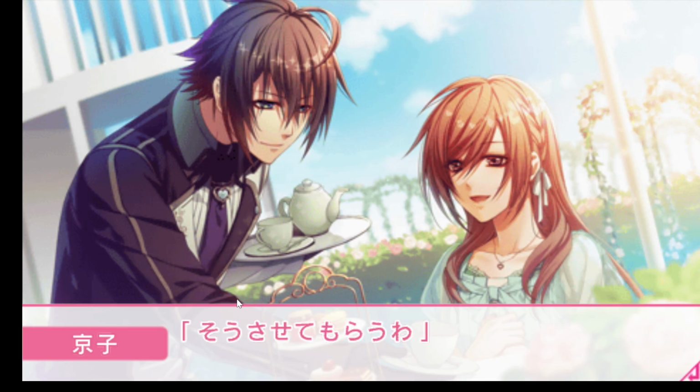So what would you translate this as? Okay, I didn't especially talk about all these things here. Morau is like to receive. And saseru is the causative from suru. Causative. It's like to make someone or let someone do something. So he's asking her to do something again, to be more polite.